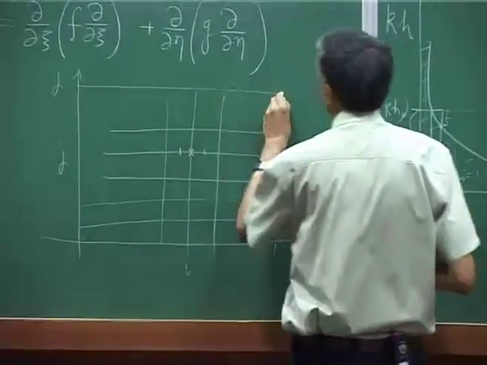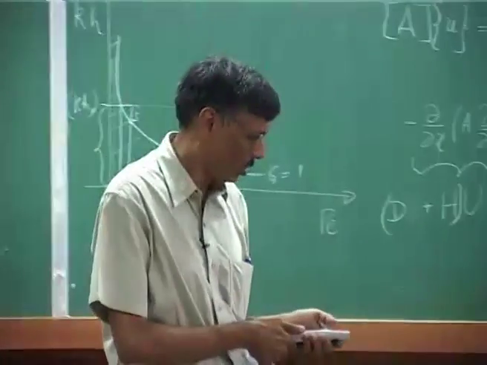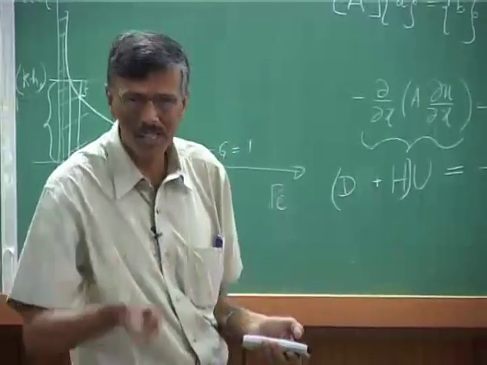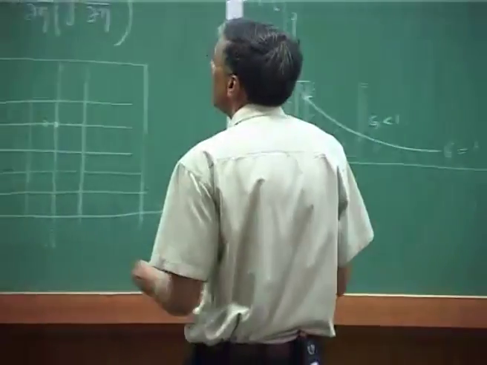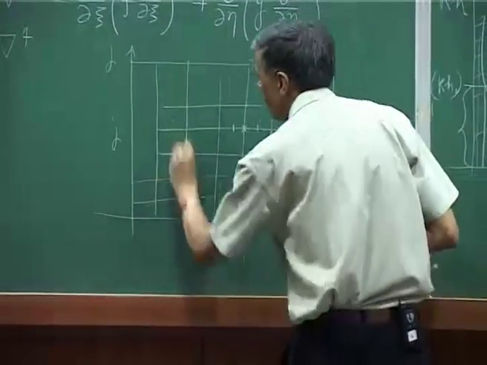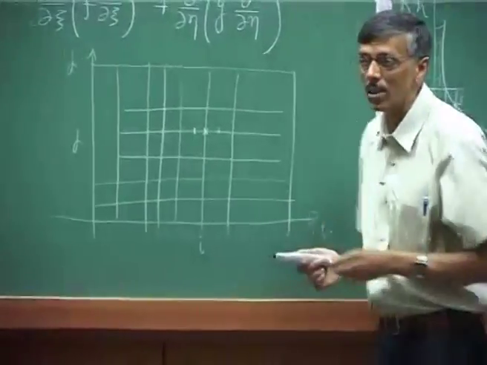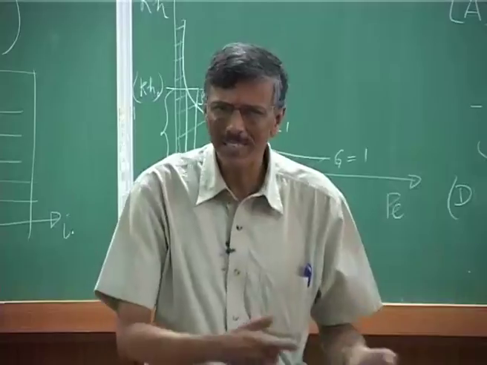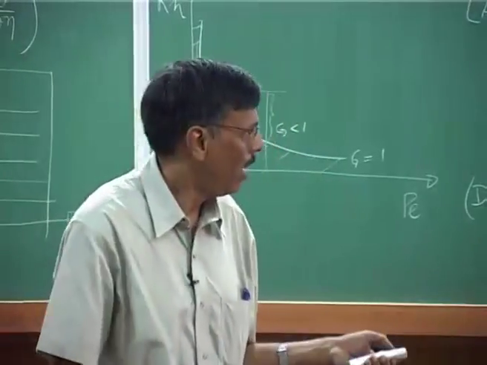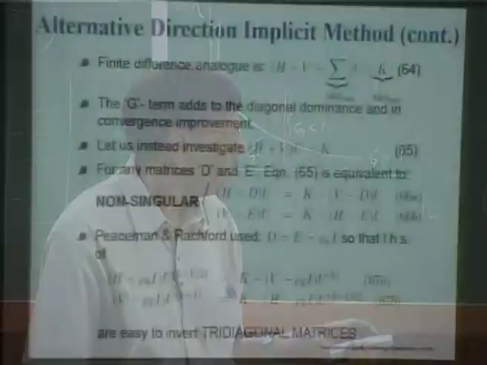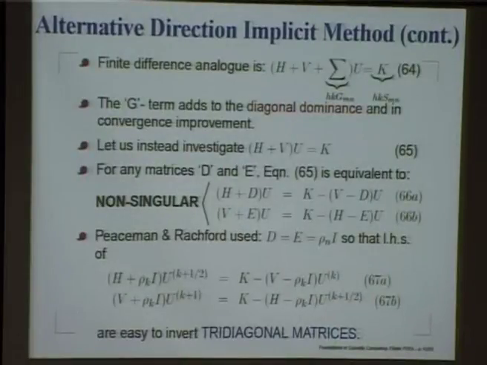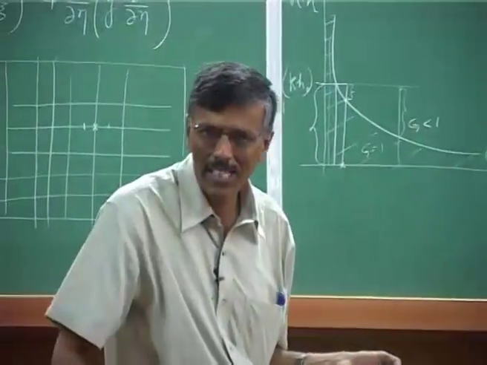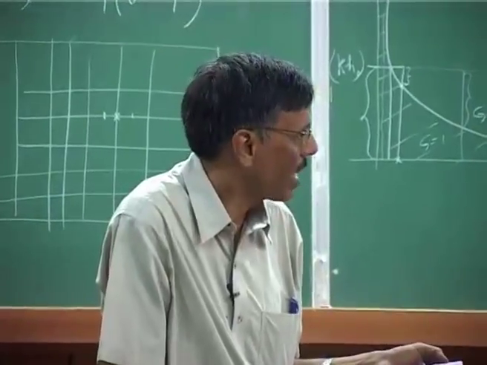Now, in the next half step, what I do is I change my direction. Now, I would be solving it in this fashion. Okay. That is what that second equation implies, that V plus E into U is this. So, it is basically the same thing that we are doing. Now, what we could do is put in some kind of an iteration index on this. So, that is what I have done.